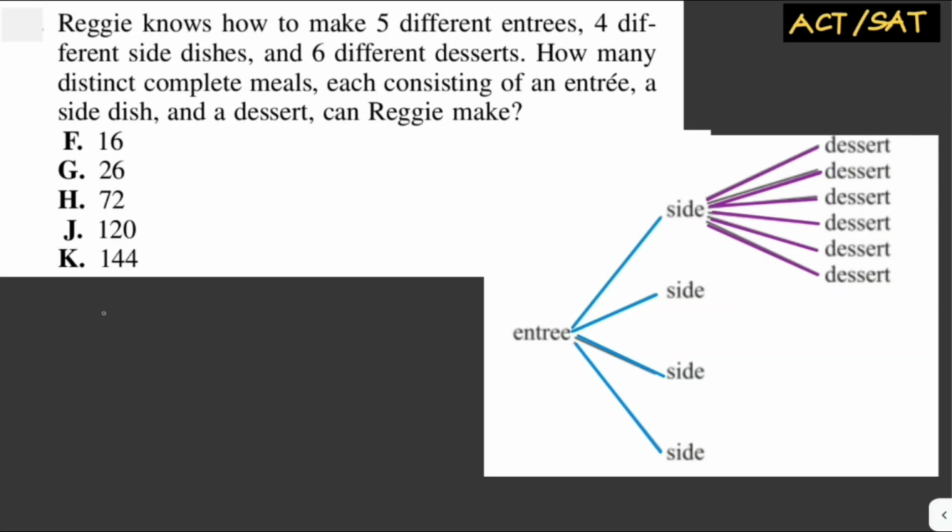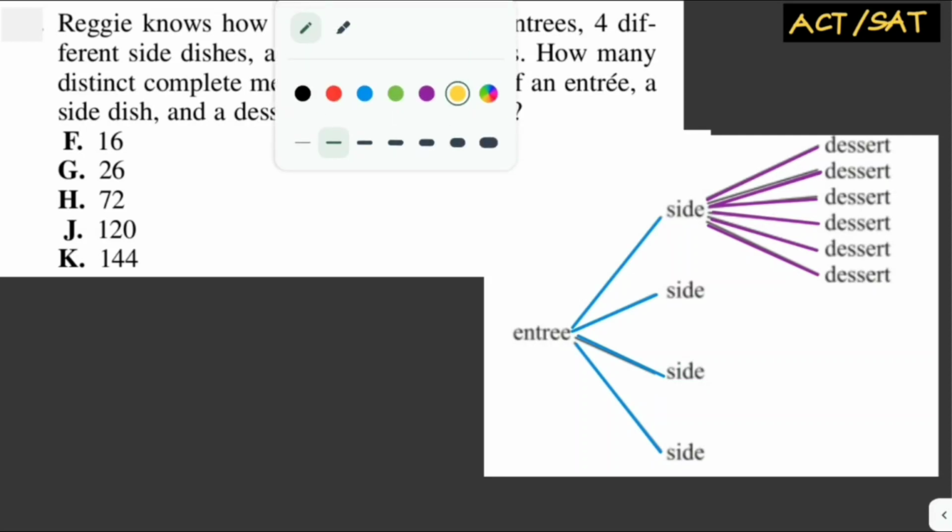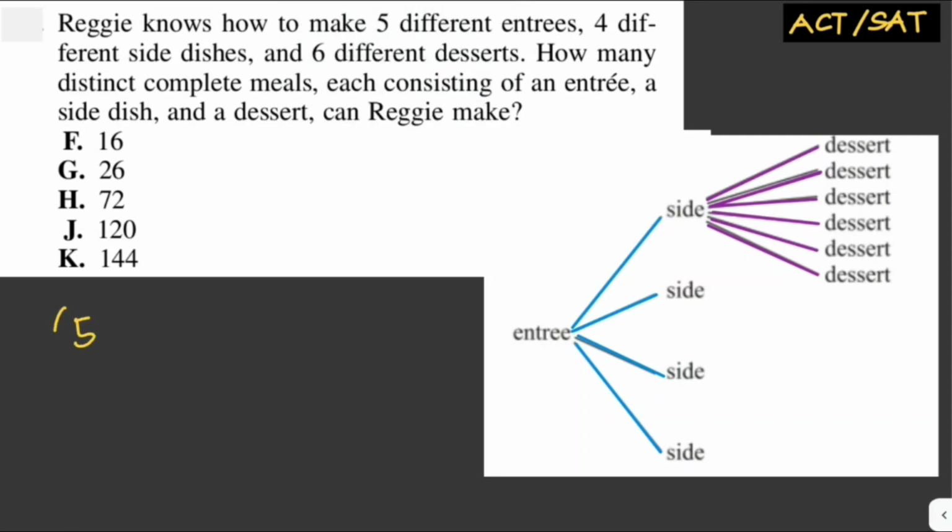So we just have to multiply 5 times 4 times 6, and this is just equal to 120. Therefore, there are 120 distinct meals that Reggie can make. So the answer here is letter J.